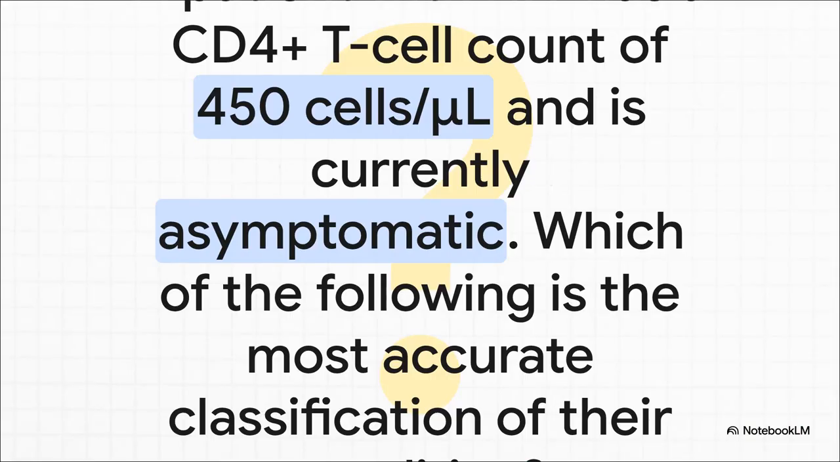Let's kick things off with a classic NCLEX style question. So, you have a patient with HIV. Their CD4 count is 450 and they have no symptoms. What's the right classification here? Just think about it for a second. Don't worry, we're about to break down everything you need to know to answer this one with total confidence.